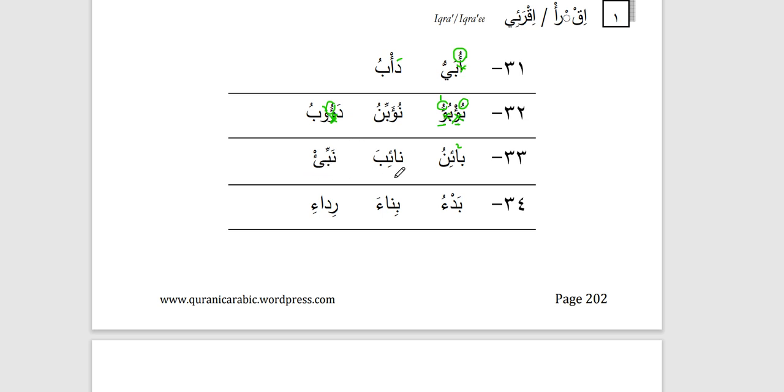Nabbi. So you don't have to prolong the sound with the kasra. Nabbi. That's it. Bad'u, here isolated. Bina'a. You have to prolong this long vowel and just one count on hamza. Bina'a. Rida'i. That's it.